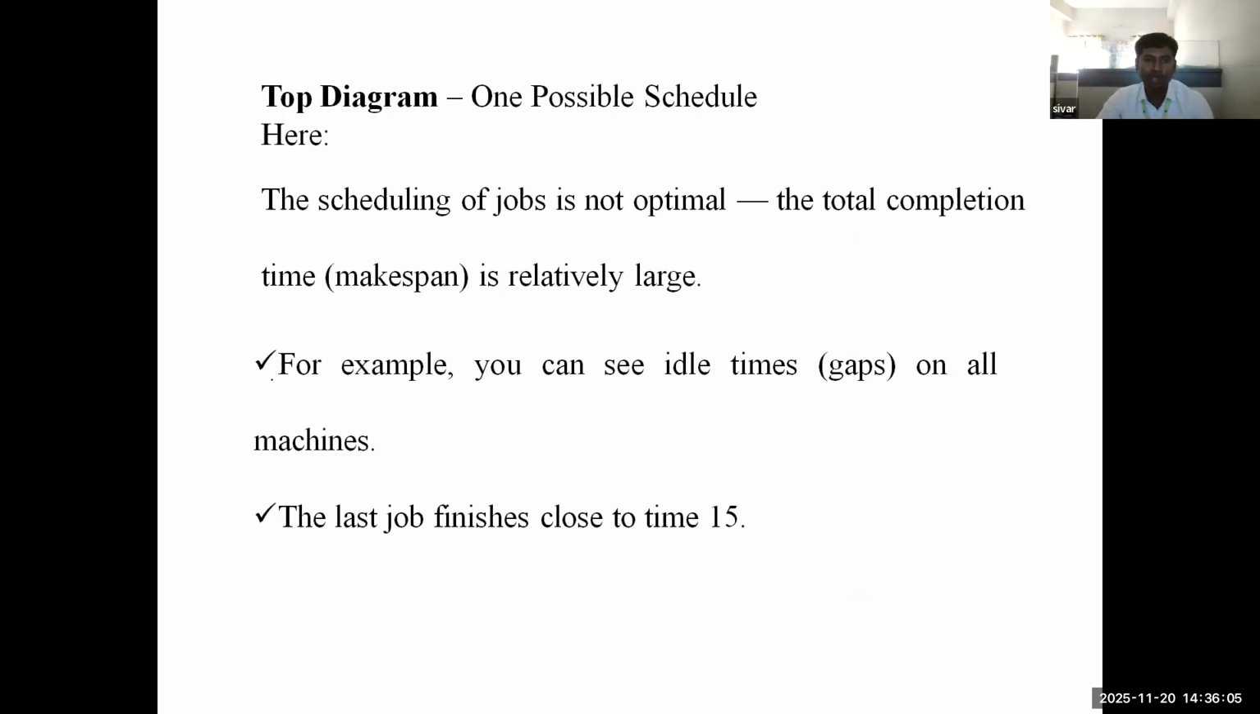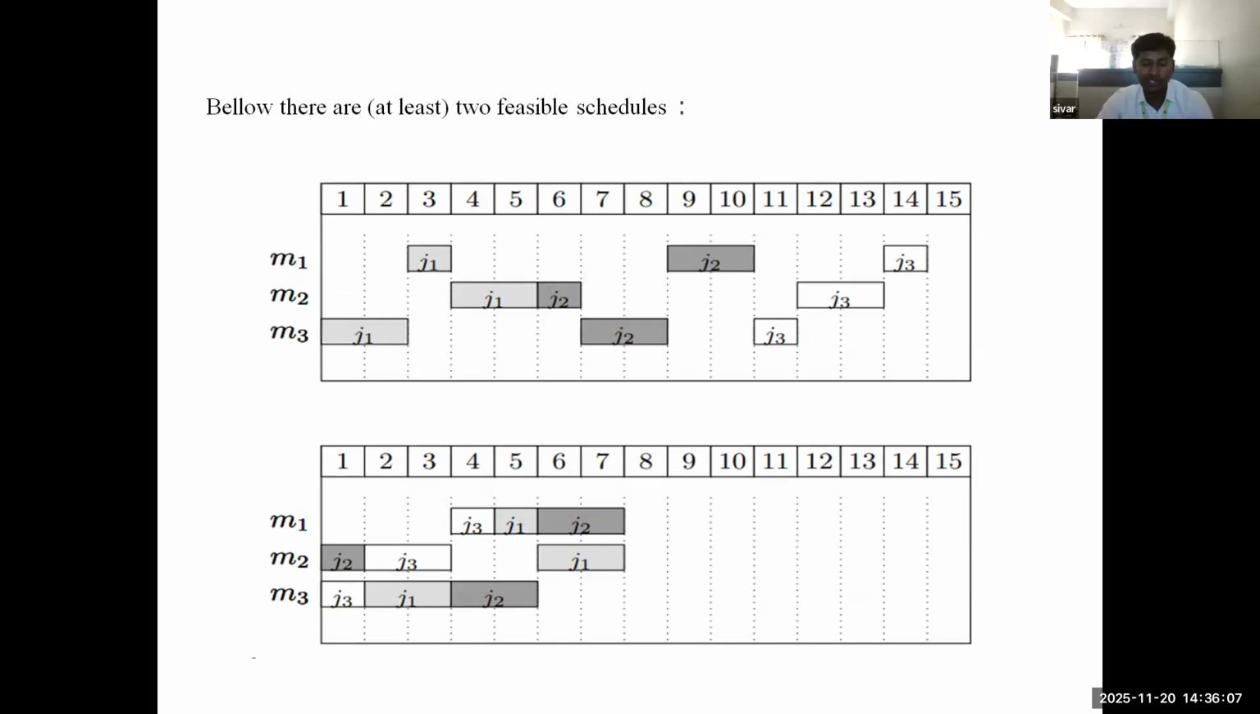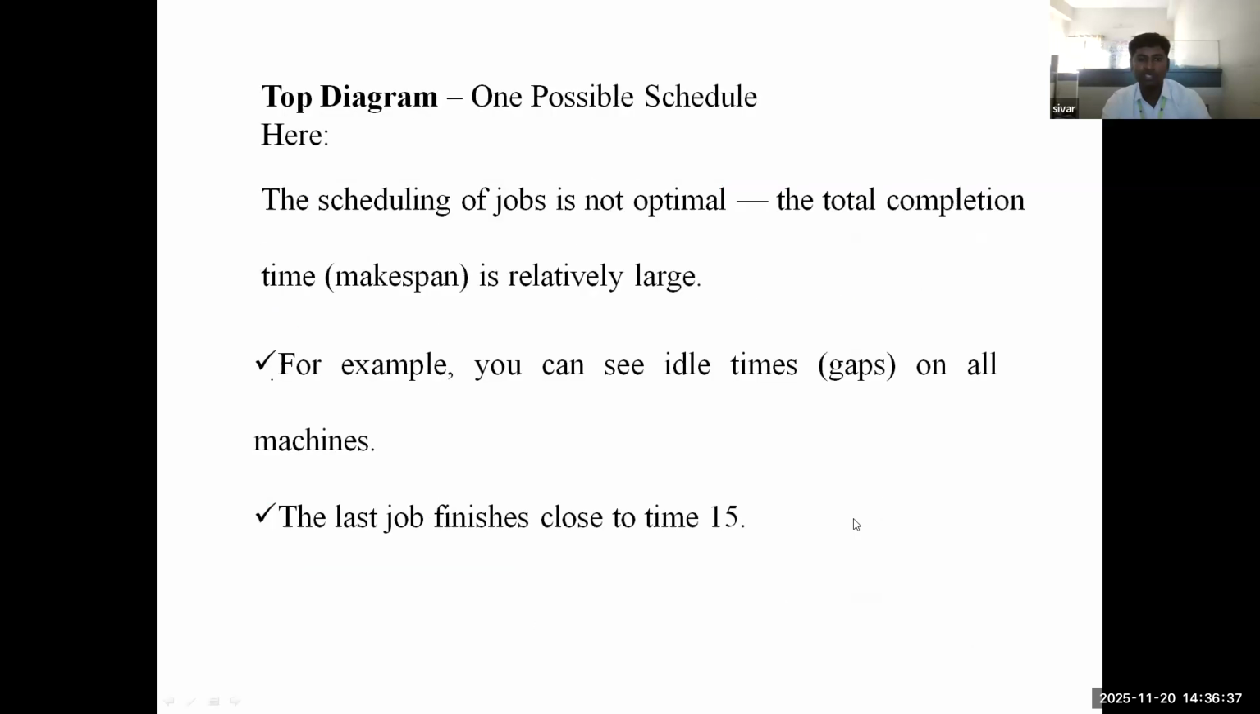If the question is, among the two Gantt charts, what is the best solution? Once you look at the first Gantt chart, it takes more time. And once you look at the second Gantt chart, you can say that it is the best solution. How can you say that it is the best? You can complete the three machines and three jobs within a time span of 7. Once you look at the first chart, the time span is 14. So simply you can say that the second one is the minimum or best solution.